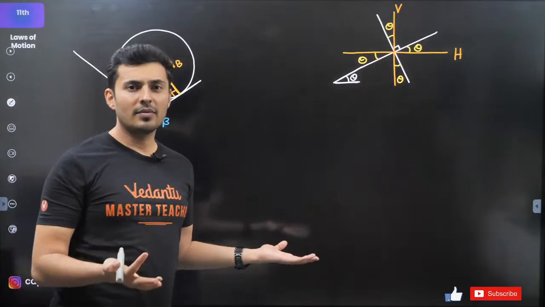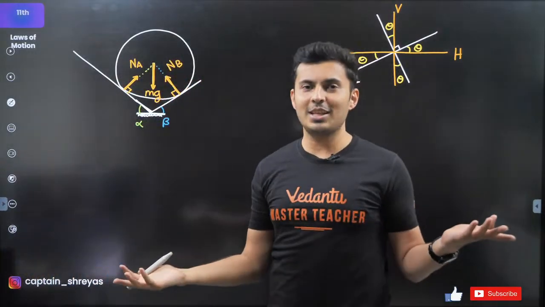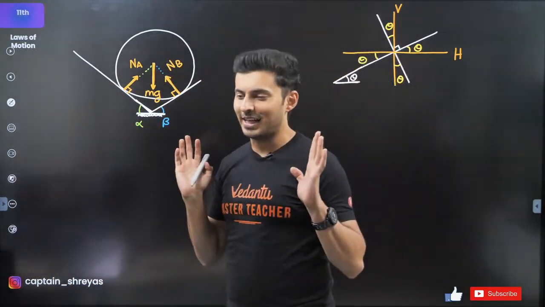That's it. All surfaces are smooth. No other force can be there. This is the complete free body diagram.